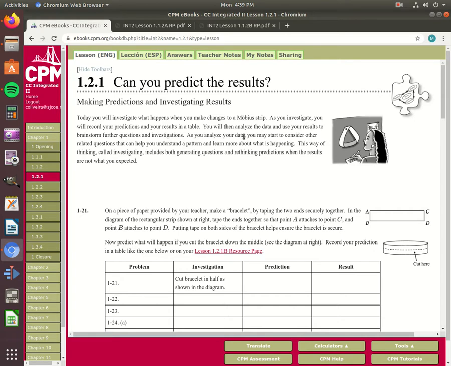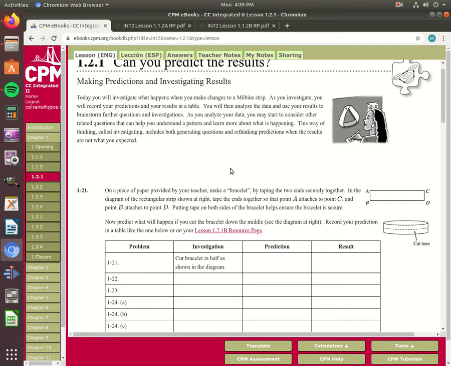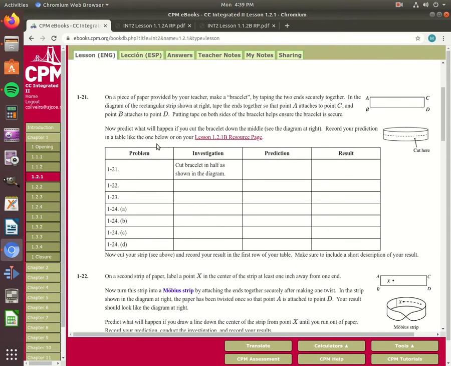You will then analyze the data and use your results to brainstorm further questions and investigations. As you analyze your data, you may start to consider other related questions that can help you understand a pattern and learn more about what is happening. This way of thinking, called investigating, includes both generating questions and rethinking predictions when the results are not what you expected. So we just have an investigation, we make a prediction of what might happen, and then we just go with the result.